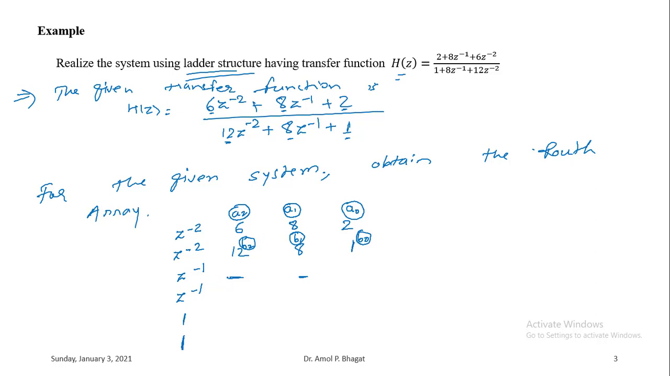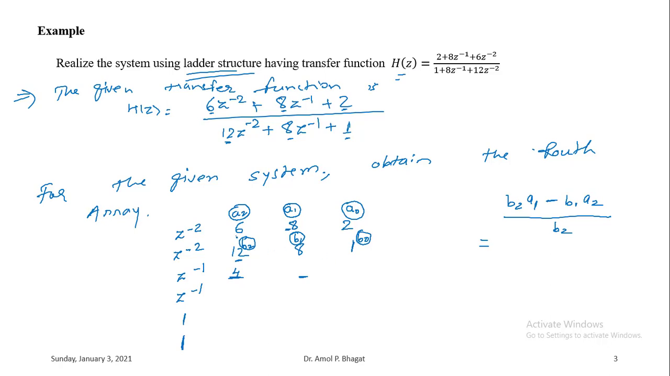To compute the value at this place, you multiply b2 with a1, minus b1 multiplied by a2, whole divided by b2. So 12 multiplied by 8 is 96, 6 multiplied by 8 is 48, 96 minus 48 is 48, divided by 12 is 4. So the value here will be 4. This is how you have computed this value.